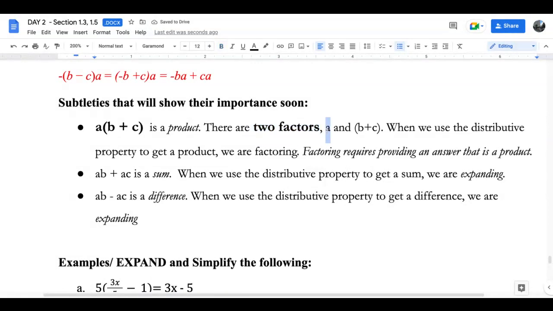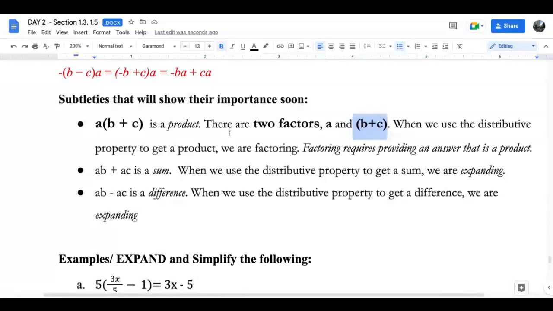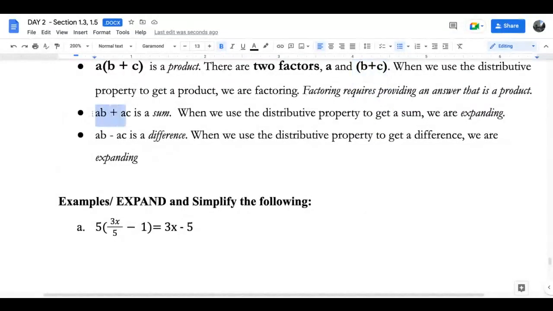The factors are A and B plus C. Right? A is a factor and B plus C is a factor. So two factors. Even though it's a binomial, we're treating it as a group. So in this case, A times B plus C is a product, and this product has two factors. A is a factor, and B plus C is also a factor. Let's see this one. AB plus AC is a sum. AB minus AC is a difference. Of course, right?